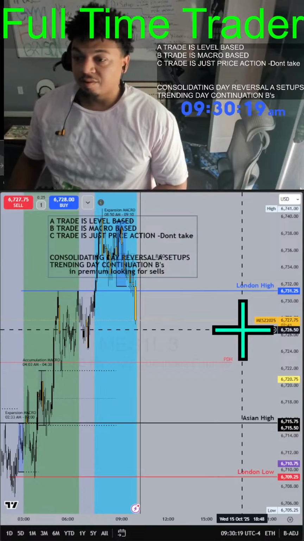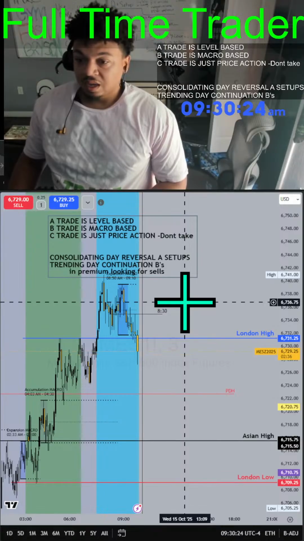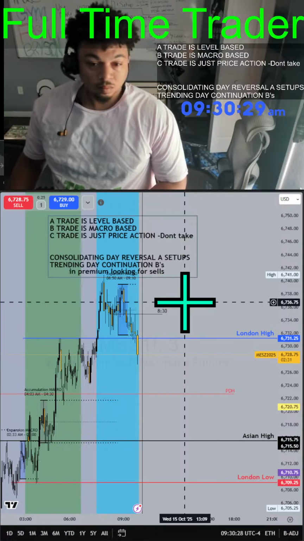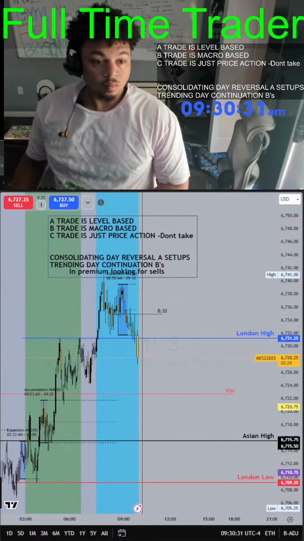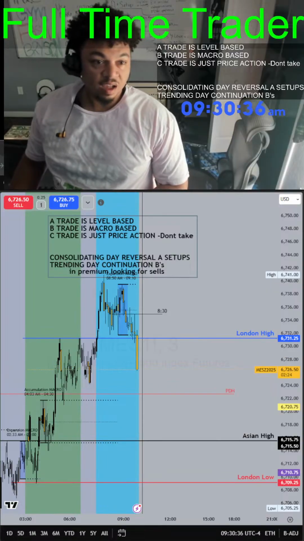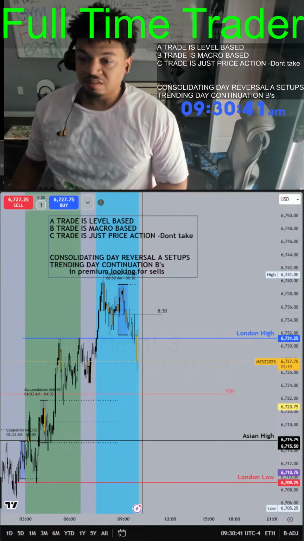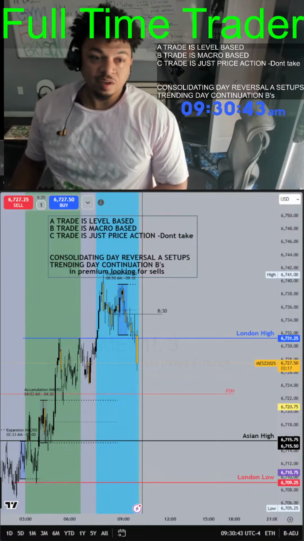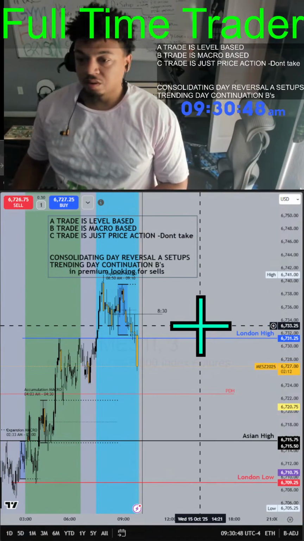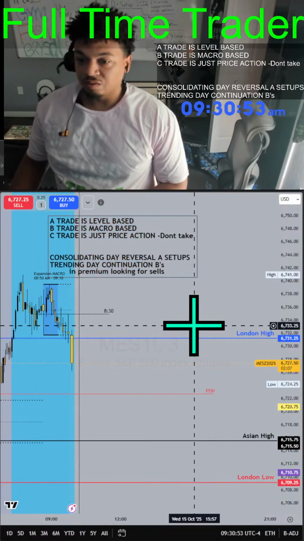So on ES, after open, we're melting below London high, headed towards previous day's high. YM has already rejected off previous day's high. NQ failed to take previous day's high. ES is already above previous day's high. So essentially, we don't have to hit previous day's high on NQ because we've already hit it on the other two pairs. Now, what I'm going to be looking for is just confirmation for an actual entry.